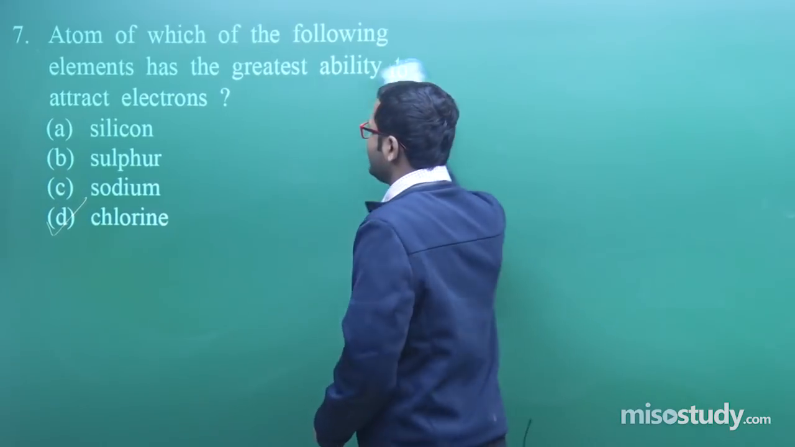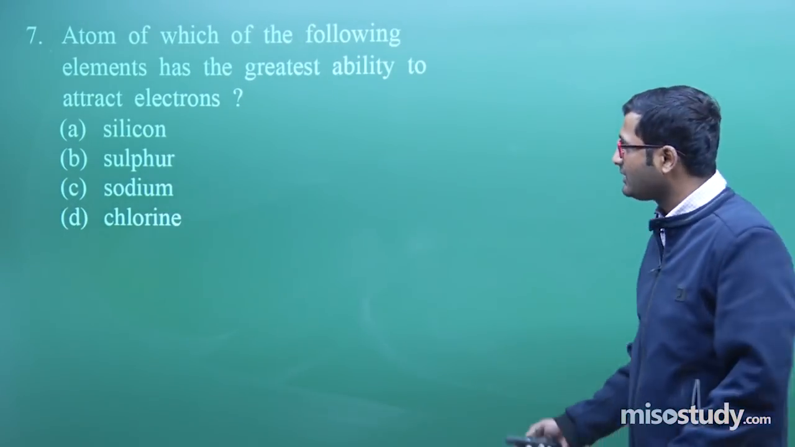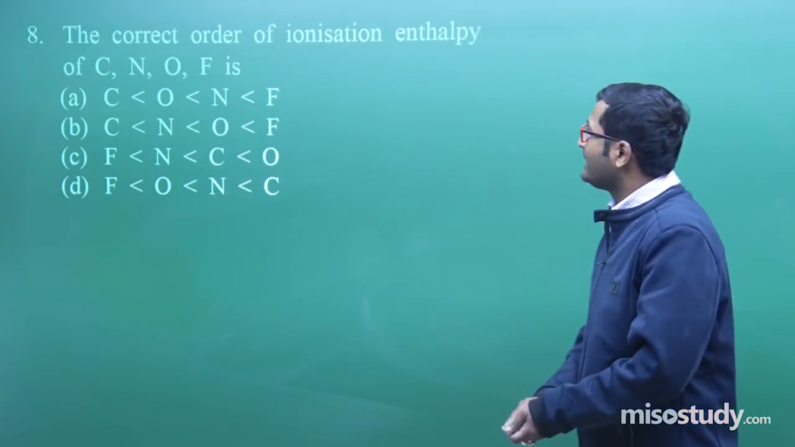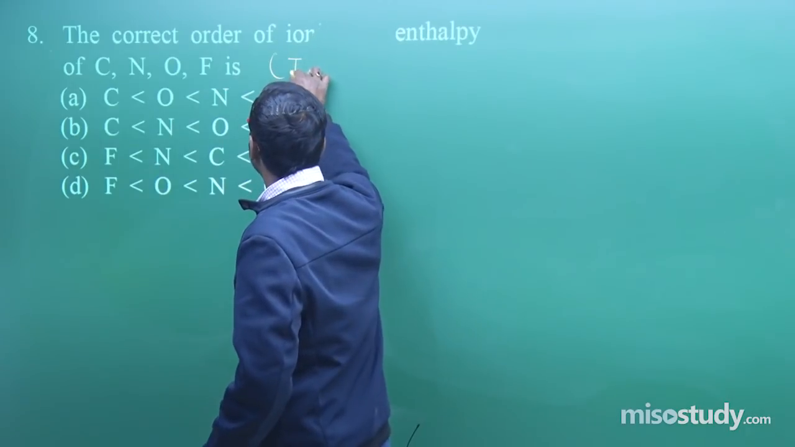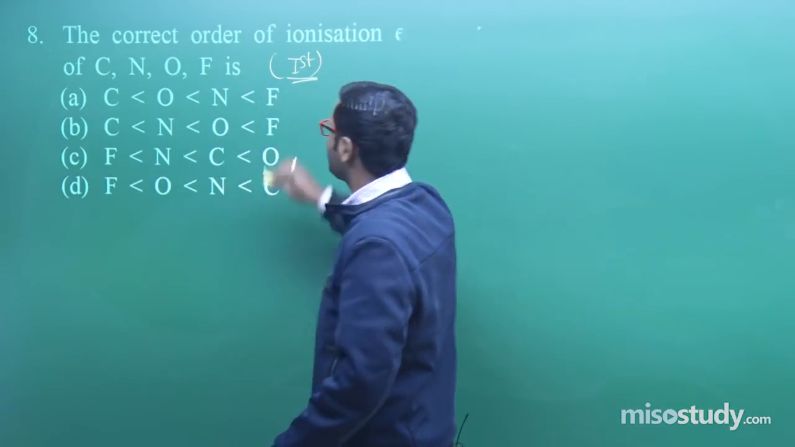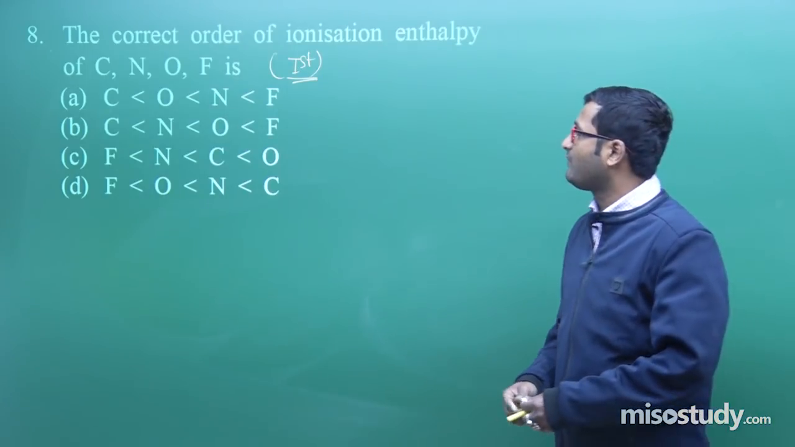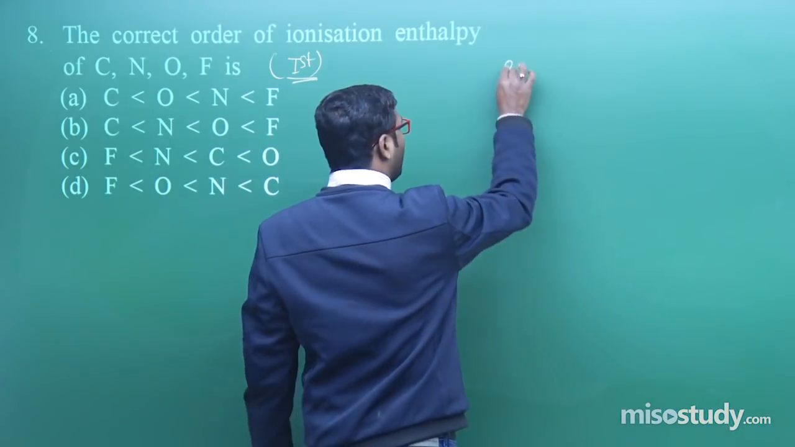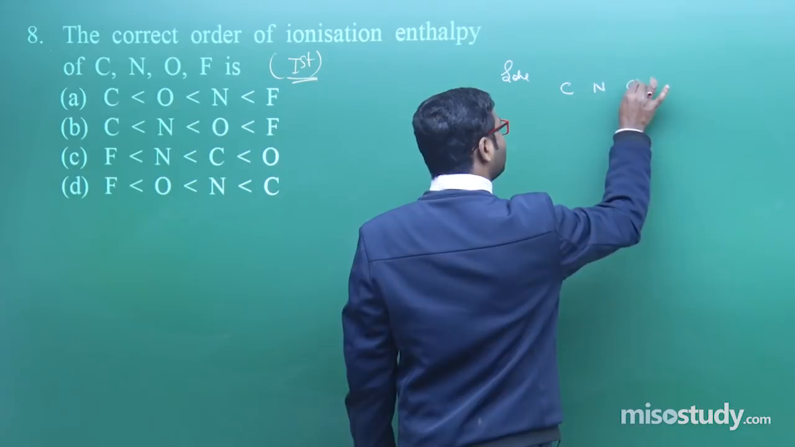Yes, sir, completely. Now, let's move to the next question, question number 8. What is the correct order of ionization energy? I am going to mention here that this is first ionization energy. If they do not mention it, treat it as first ionization energy. The question gives the correct order of first ionization energy of carbon, nitrogen, oxygen and fluorine.